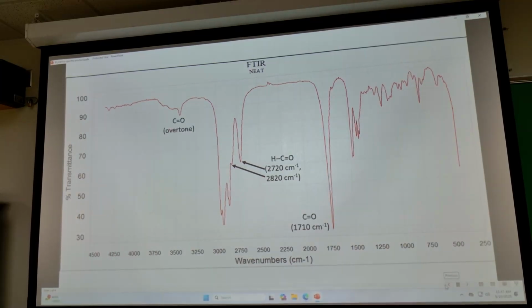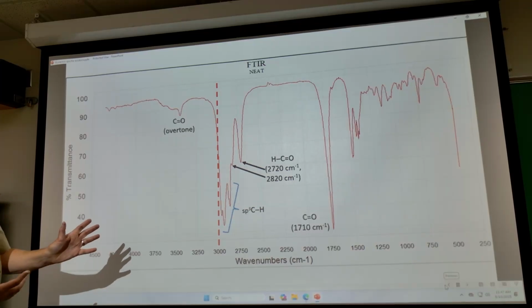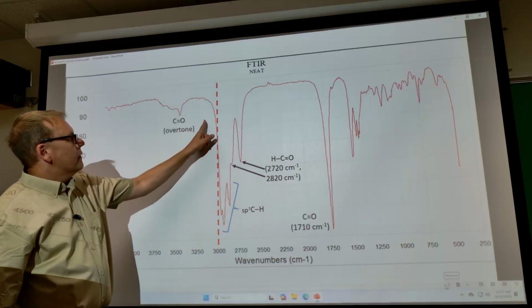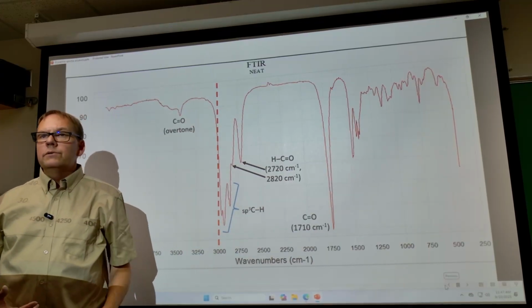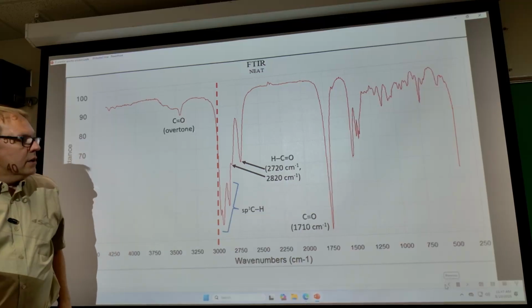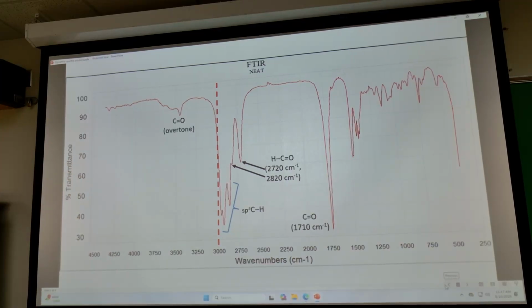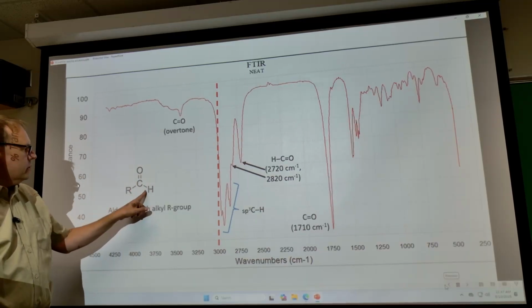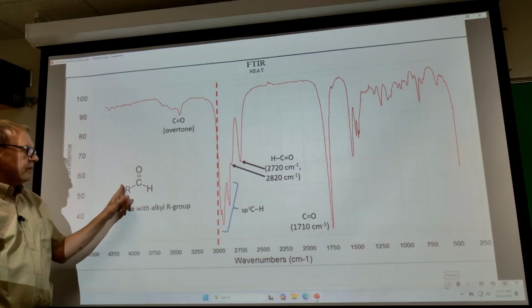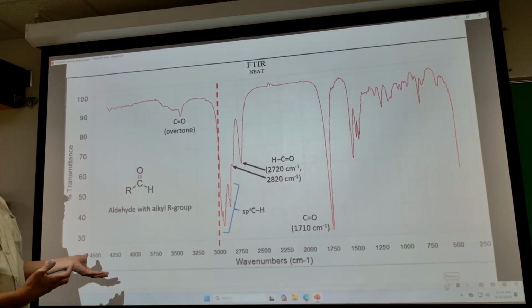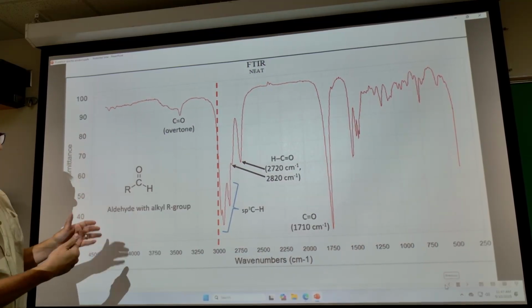Then if we draw the line up at 3000 again and look for signal just to the right of it, I can see sp3 hybridized CHs. And then on the other side, I see no signal just a little bit above 3000, so it probably doesn't have sp2 hybridized CHs. So this is a molecule, we put it all together, it's an aldehyde. This is the major functional group, and it's got an alkyl group of some sort on it. That's what I would predict for this spectrum. And that's what you can learn about this molecule from this spectrum.